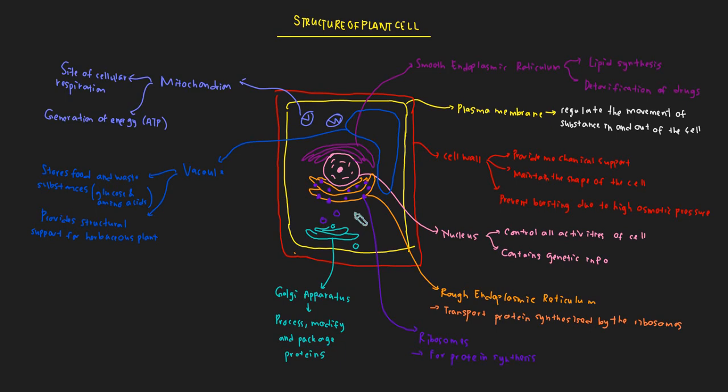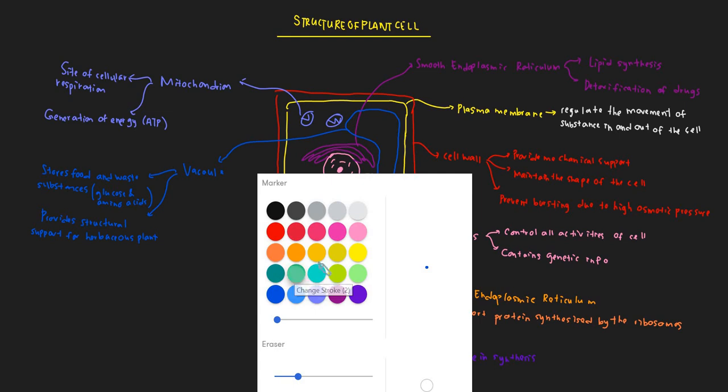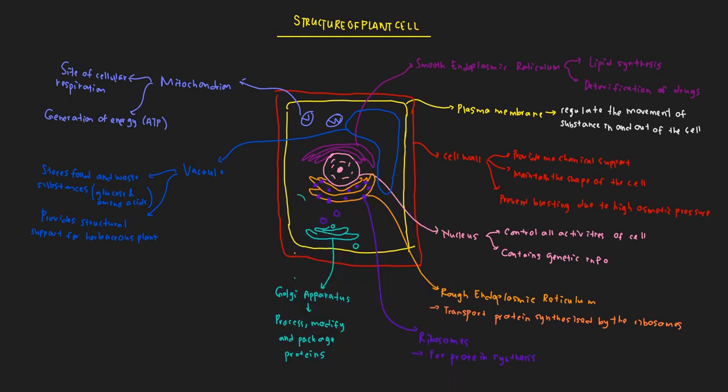Now the next thing that we are going to draw is the chloroplast. So we'll use a green color. So the chloroplast looks like this, and it has like shielding on top of it. So here is the chloroplast. The chloroplast contains chlorophyll, and it is also the site of photosynthesis, where photosynthesis happens.